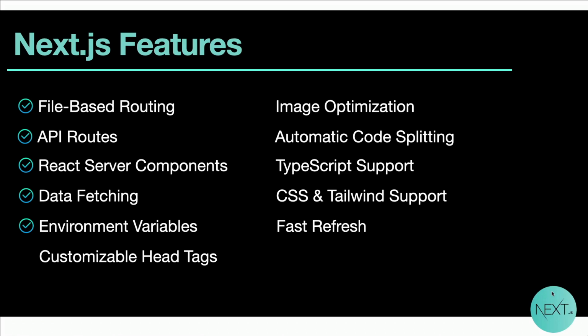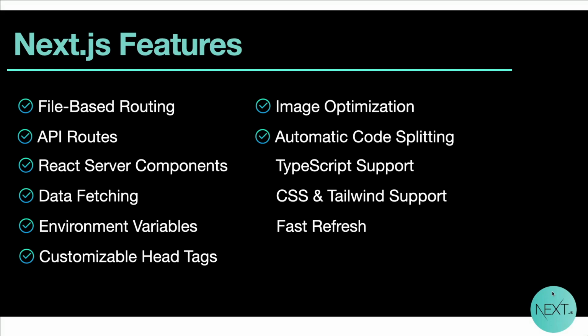Environment variables, so Next.js supports .env files, and this is usually where you store things like your API keys, your MongoDB connect string, things like that. Customizable head tags, meta tags. Since our pages are server rendered, we can easily add meta tags to the head just by exporting a metadata object, and this is great for SEO. Image optimization, so there's an image component that we'll use instead of the HTML img tag, and this will allow us to optimize our images and utilize things like lazy loading.